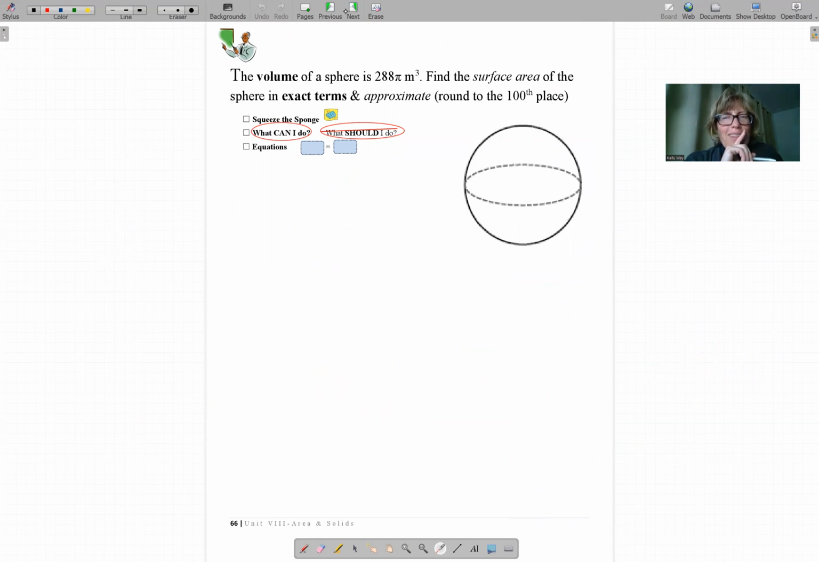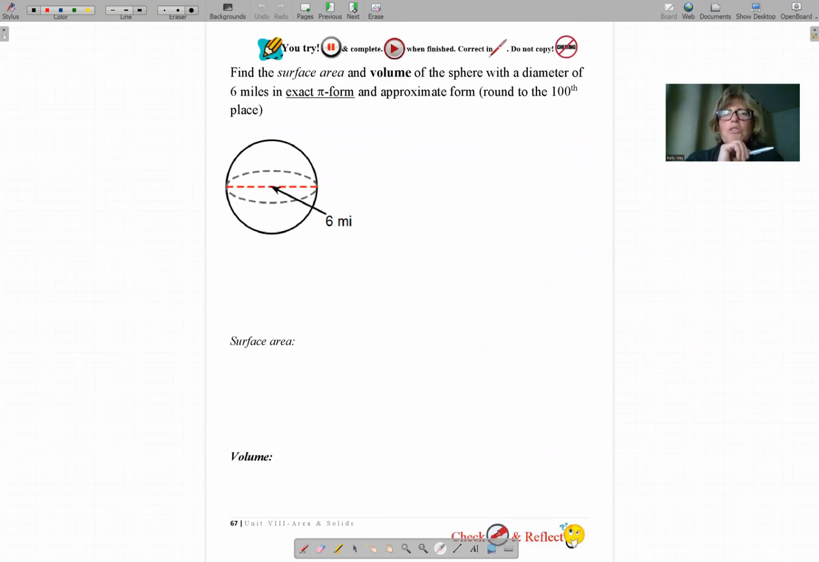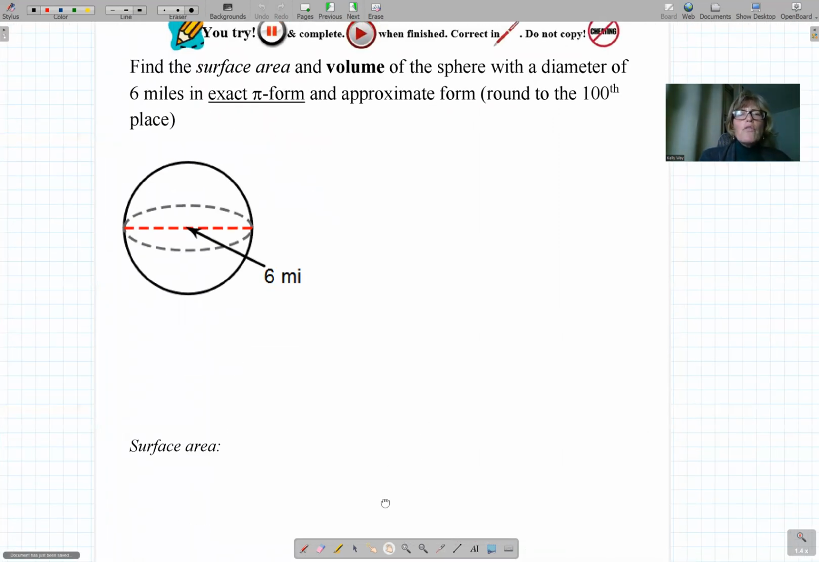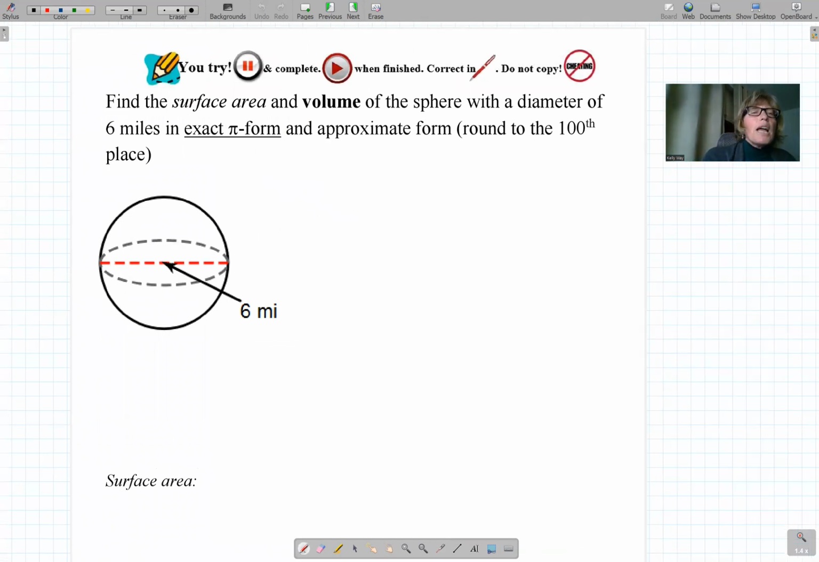Check yourself. Were you able to recreate it on your own? Hopefully you did. On that note, folks, this page is on your own. Pause the video again, restart when you're done. Welcome back. Let's see how you did. Says here, find the surface area and volume with a diameter of 6 miles in exact and approximate form.